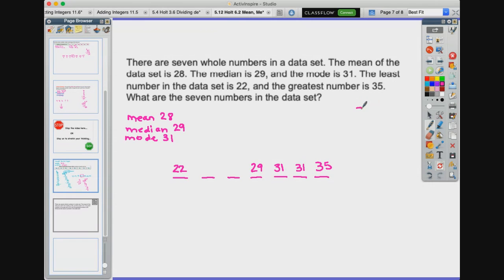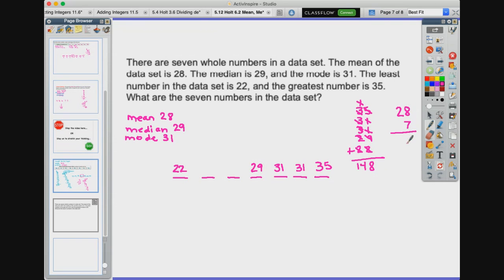So if I add up the numbers I have so far, okay, I add those all up. 10, and then 15, 16, 17, 18, and 3, 6, 9, 10, and 14. So far I have 148 taken care of. Now, if my mean is 28, that is telling me that 1, 2, 3, 4, 5, 6, 7, whatever my number is, if I divide that by 7, I'm going to get 28.